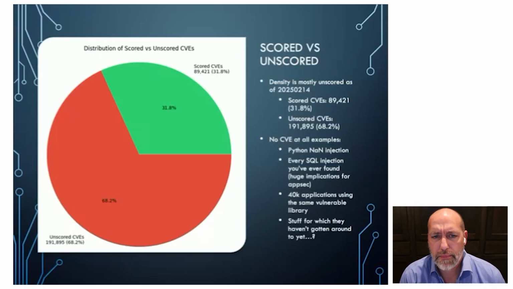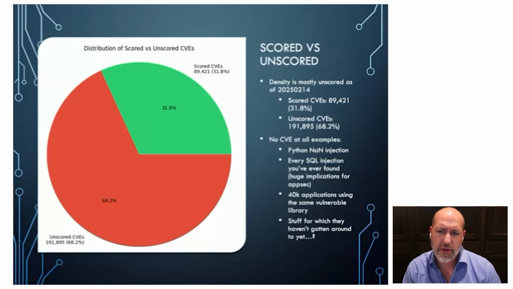So I did a population analysis across all CVEs as of a handful of days ago, February 14th, 2025. But this doesn't change that much day to day. I ran it a couple of weeks earlier, and it only changed slightly, like 0.5% here and there. There are well over 280,000 vulns or so in the CVE population as of that date. And of those, the vast majority, almost 70% of them, are currently unscored.